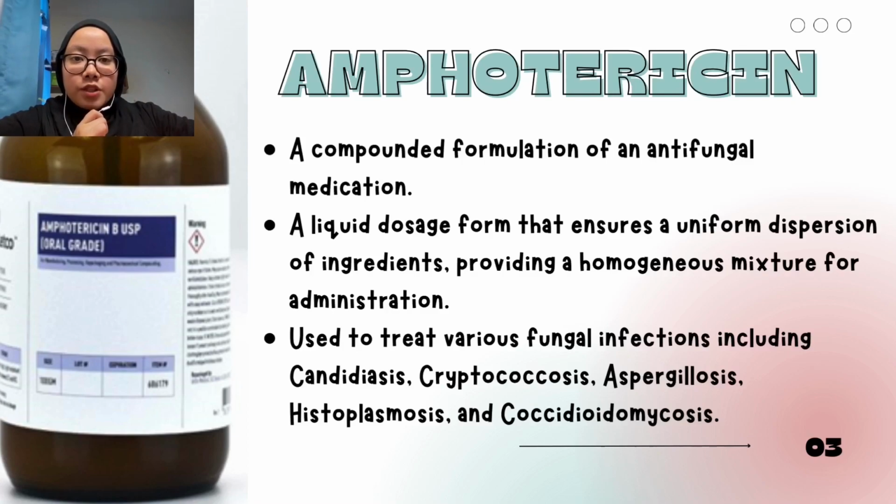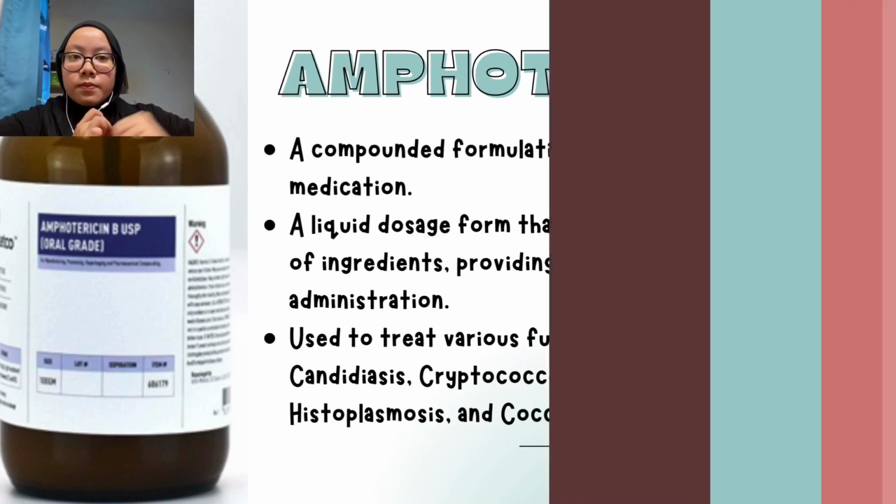Amphotericin oral suspension is a compounded formulation of an antifungal medication. It is a liquid dosage form that ensures a uniform dispersion of ingredients, providing a homogeneous mixture for administration. This medication is used to treat various fungal infections, including candidiasis, cryptococcosis, and histoplasmosis.